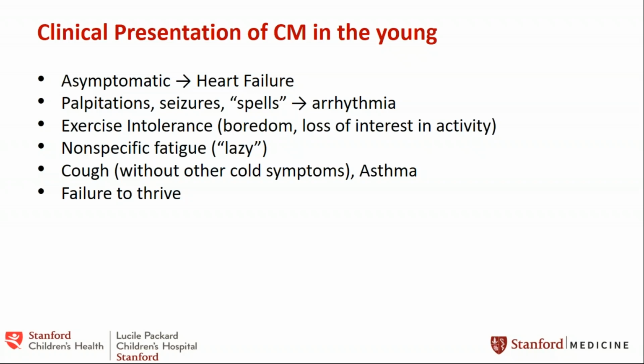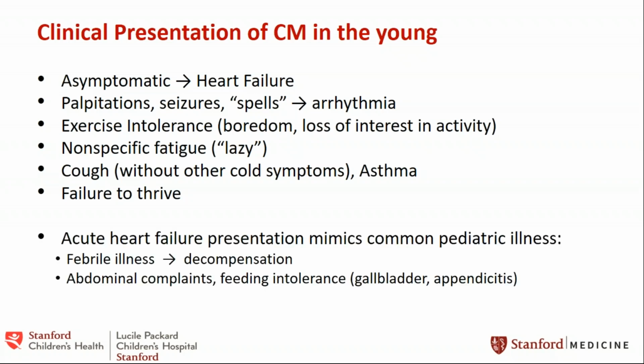Cough, respiratory symptoms, it could be diagnosed as asthma, which is so much more common than cardiomyopathy, and failure to thrive, of really having a lot of stomach symptoms, of not eating well, not having good appetites, not being able to hold on to weight. These are all very typical presentations of cardiomyopathy and heart failure in the young that are different from adults. And most of all, sometimes that acute heart failure, the first time realizing you have heart failure, can really be delayed in diagnosis because they seem much more likely to be a common pediatric illness.